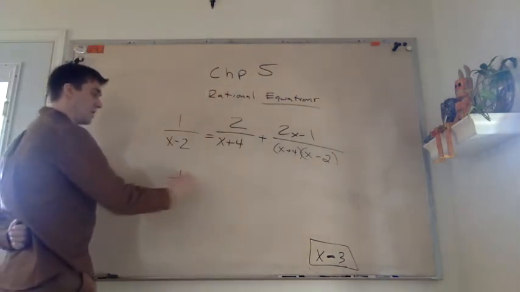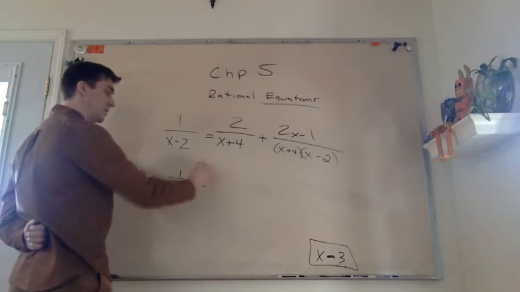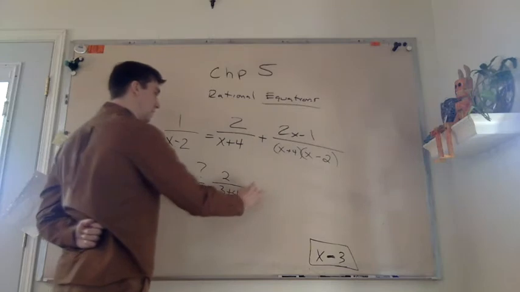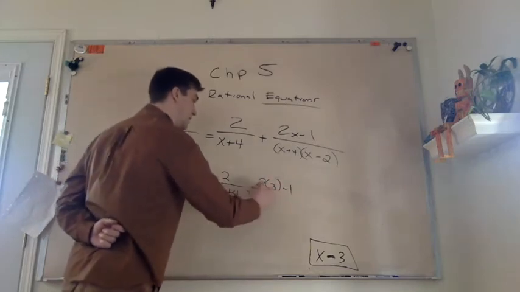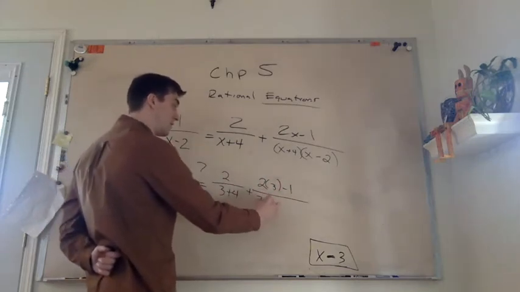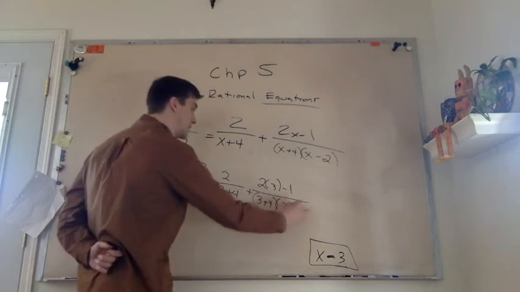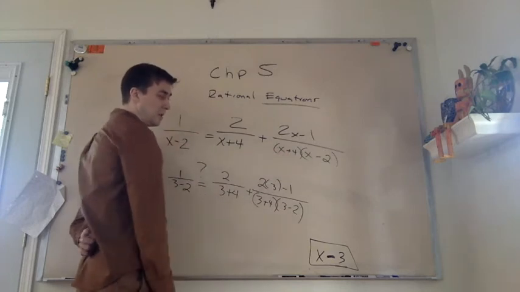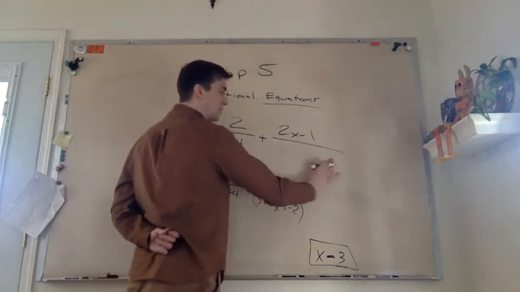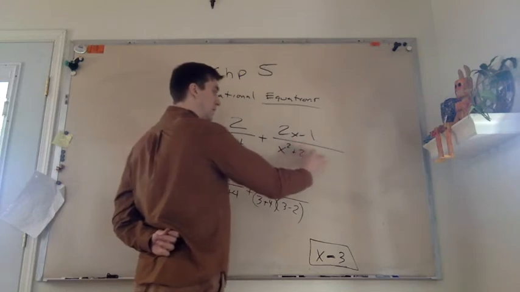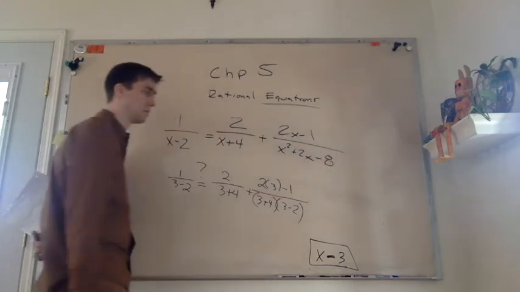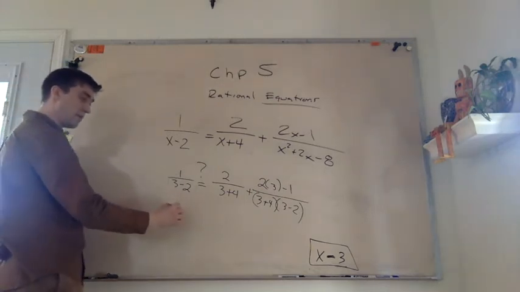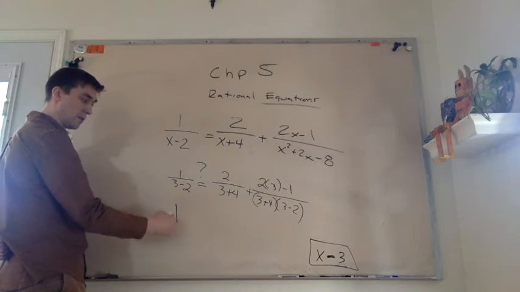Is 1 divided by 3 minus 2 equal to, we don't know, 2 divided by 3 plus 4 plus 2 times 3 minus 1 divided by 3 plus 4 multiplied by 3 minus 2. And I'm putting the 3 into the factored form. Feel free to put it back into the original quadratic, x squared plus 2x minus 8. It's going to be the same either way. 1 divided by 3 minus 2: 3 minus 2 is 1, and 1 divided by 1 is 1.